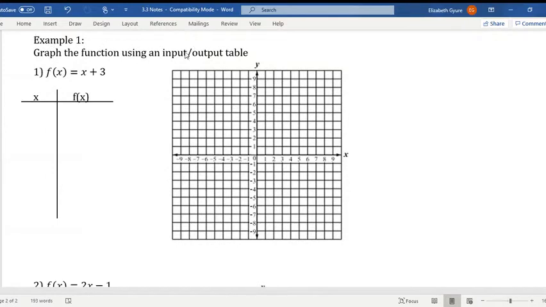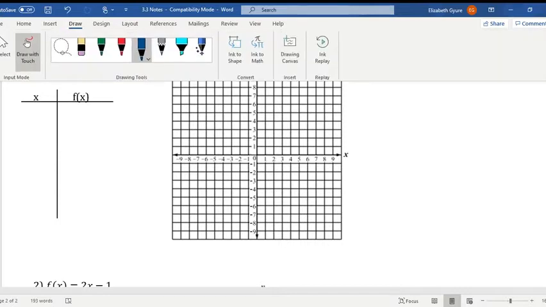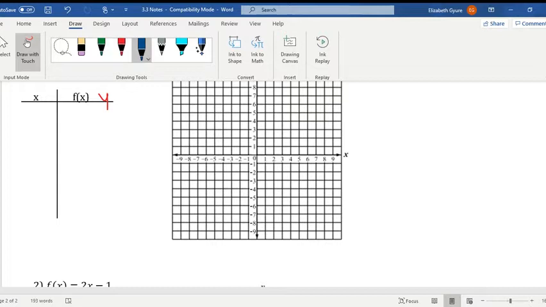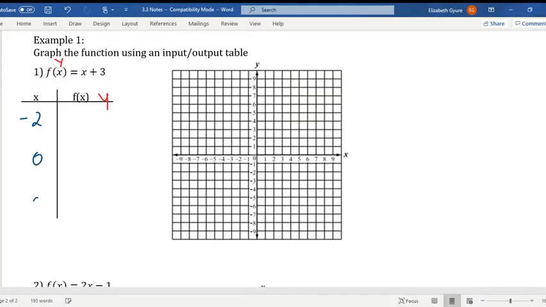So graph the function using an input-output table. We need to pick 3 x values to plug in, and then we're going to get our y value or our f of x. Remember, f of x is just a weird way of saying y. So this is technically just y equals x plus 3. Now when I do this, I like to pick a negative value, 0, and then a positive value. So points that I kind of like to pick just to keep life simple, I like to plug in -2, 0, and then +2.